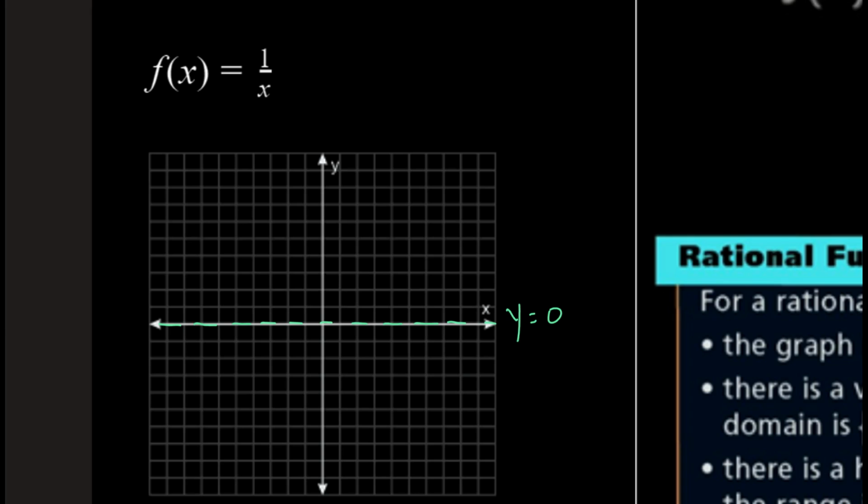The other asymptote is the y-axis. Another dotted line. What equation represents the y-axis? X equals 0. Wonderful, because no matter where we are, x is always 0 along the y-axis. Does that make sense?